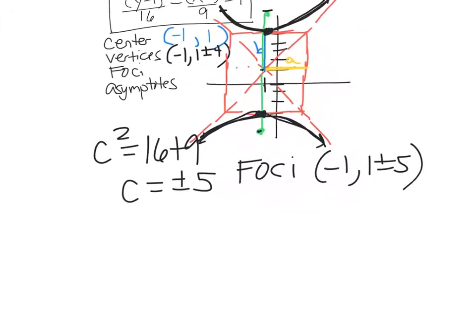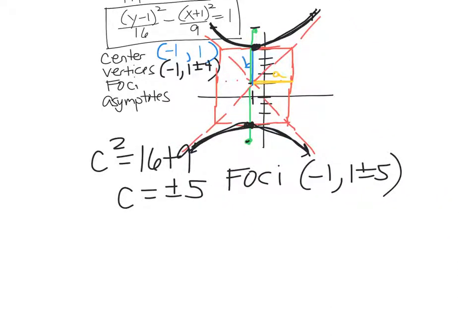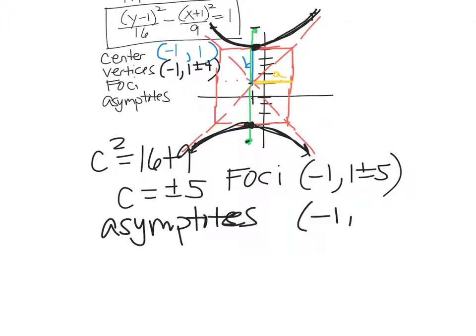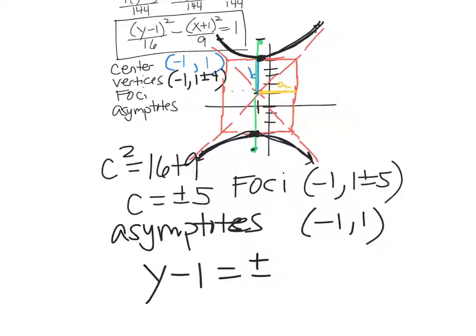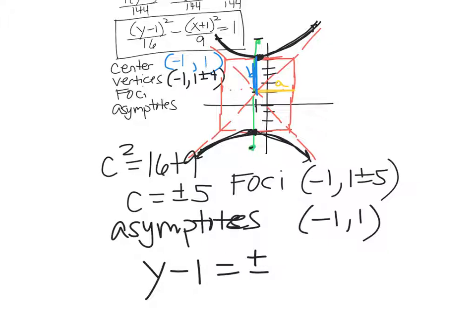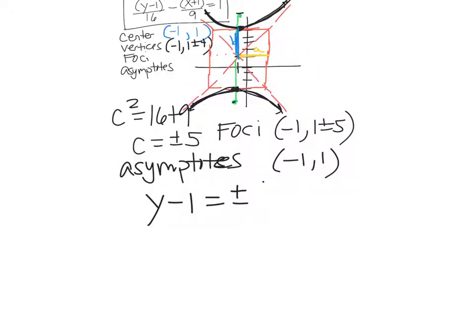Okay, and then the asymptotes. Last part. All right. The asymptotes, what you're going to do is put this into point slope form. The point you're going to use is the center. Everything comes from the center, okay? So the center point is negative 1, 1, and we're going to put this into point slope form. So you're going to do y minus 1 equals plus or minus rise over run, b over a. b in this case is 4, and a is 3. So plus or minus 4/3, and then x plus 1.